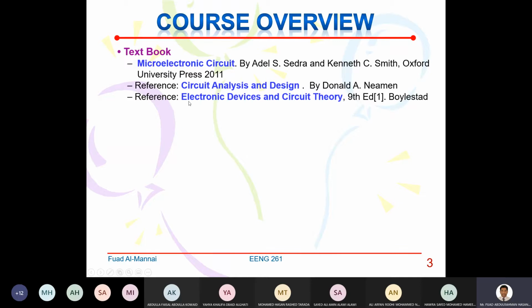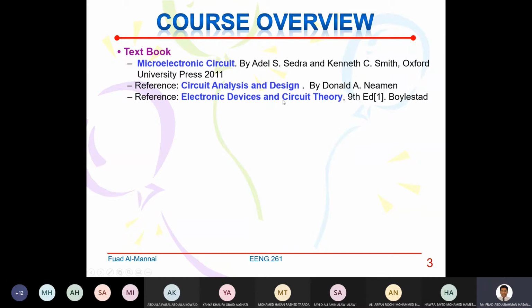Then we have another reference book called Electronic Devices and Circuit Theory by Boylestad. This book is very easy to read and understand. Our book is hard to read, but these two books are easy to read. So if I were you, I would start with these, and then read our Microelectronic Circuits.